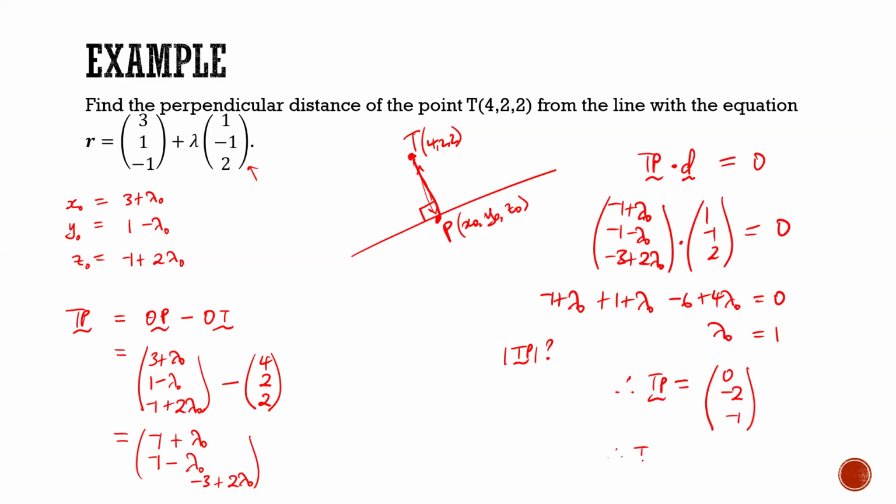And therefore, the magnitude of TP, which is the perpendicular distance of the point T from the line given, is in fact the square root of 0 squared plus negative 2 squared plus negative 1 all squared, which gives us root 5 units. That's how we get the answer.